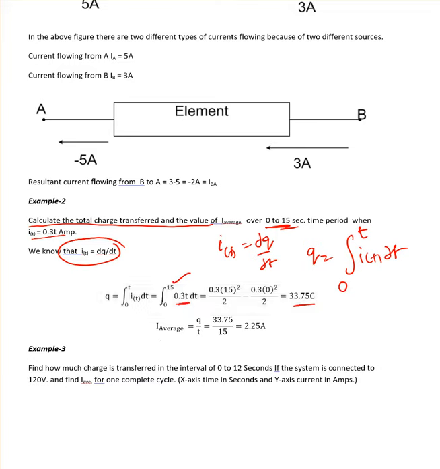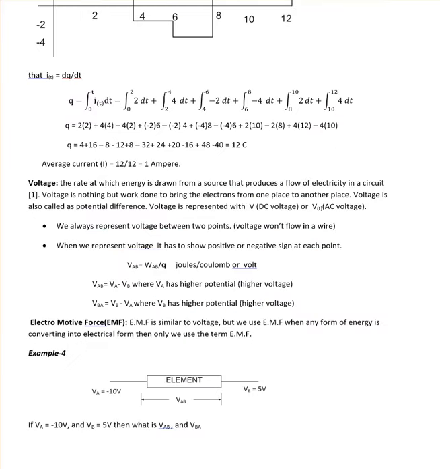Here he's also asking for I average. I average is nothing but total charge transferred divided by total time. So 33.75 divided by 15, 2.25 ampere. So you can clearly see 1 ampere equal to 1 coulomb per second.